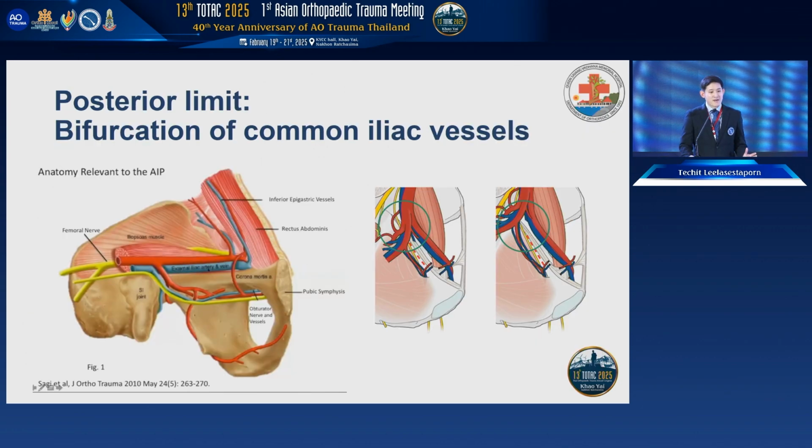But be careful, even though you just get the corona mortis out of the way, you have to be mindful of the anatomical variation, that is the bifurcation of the common iliac vessels, that may be a little bit more anterior in some patients. So be mindful not to injure the structures when exposing the anterior SI joint.